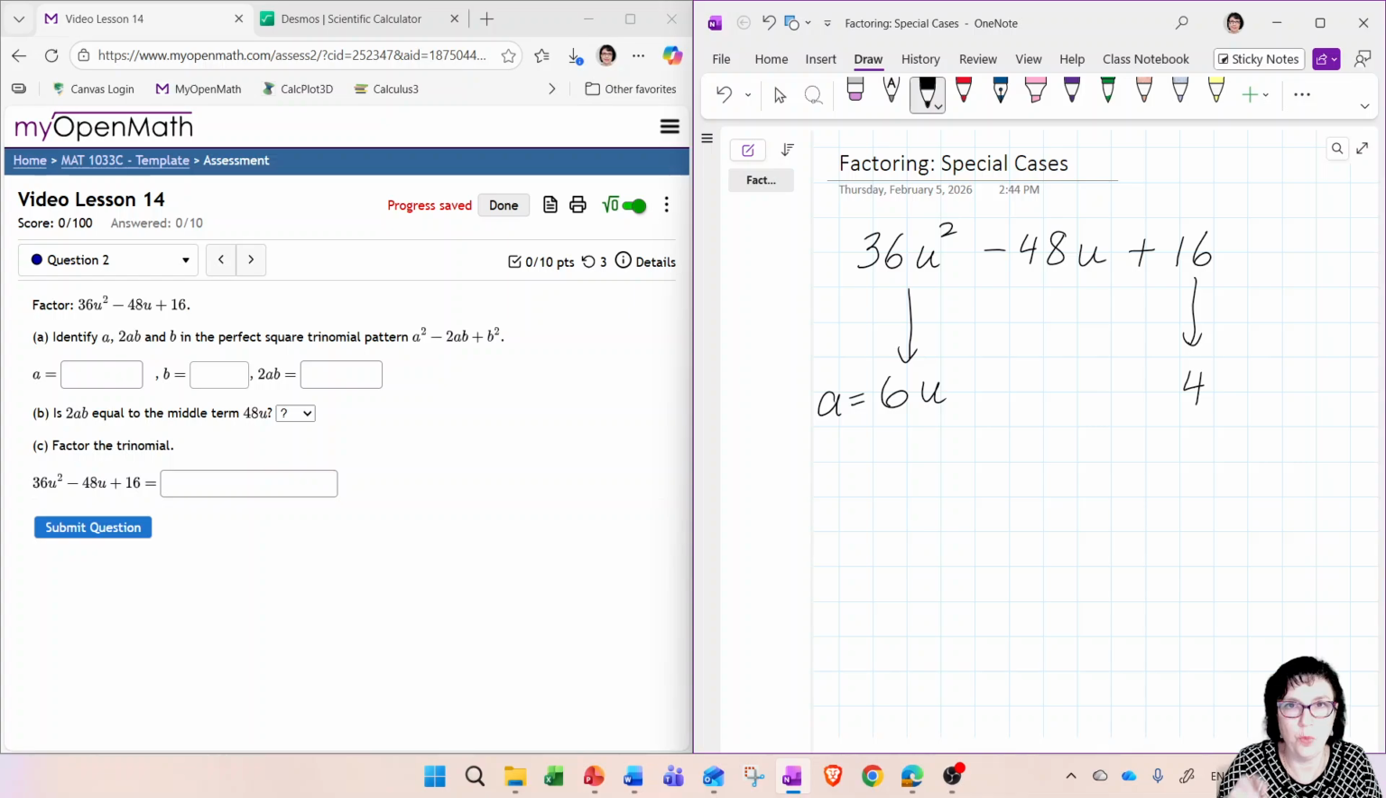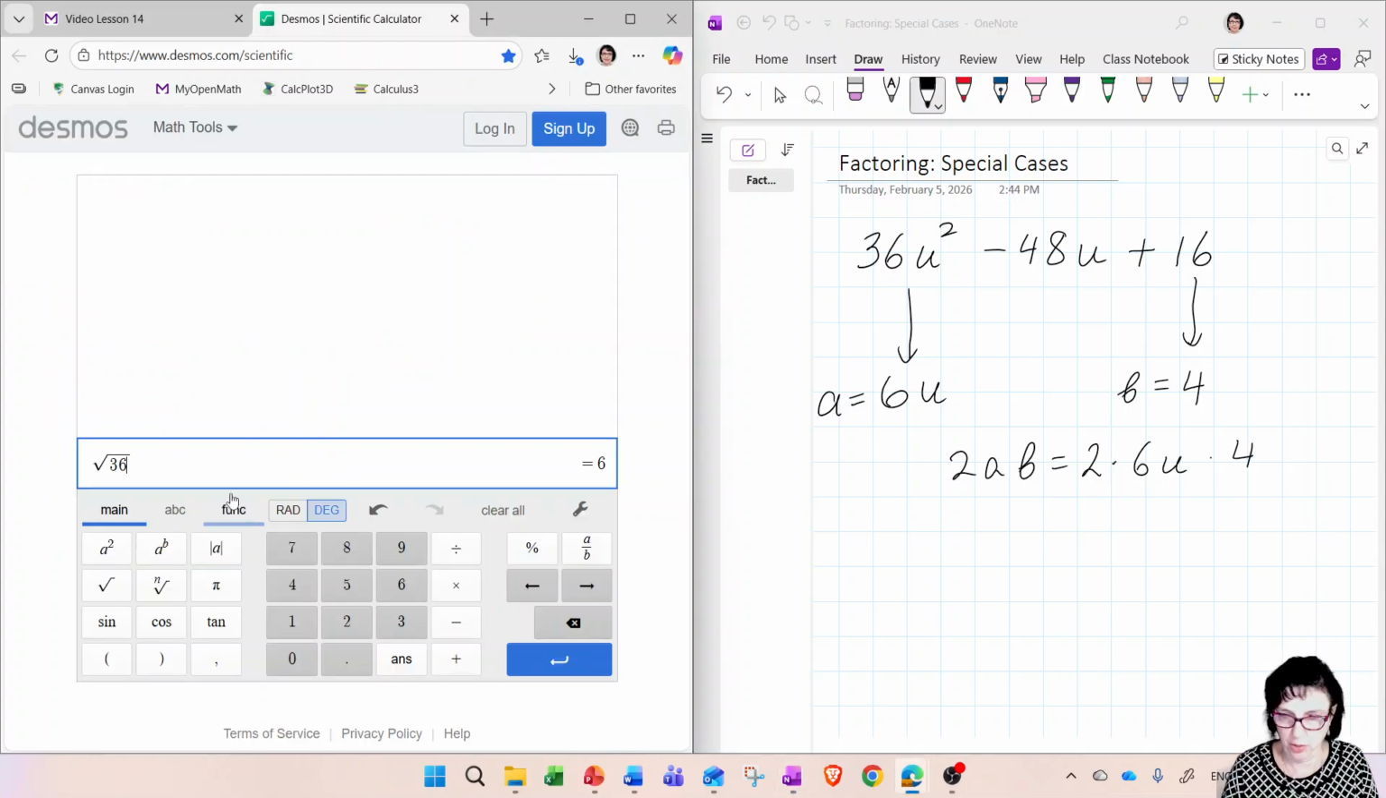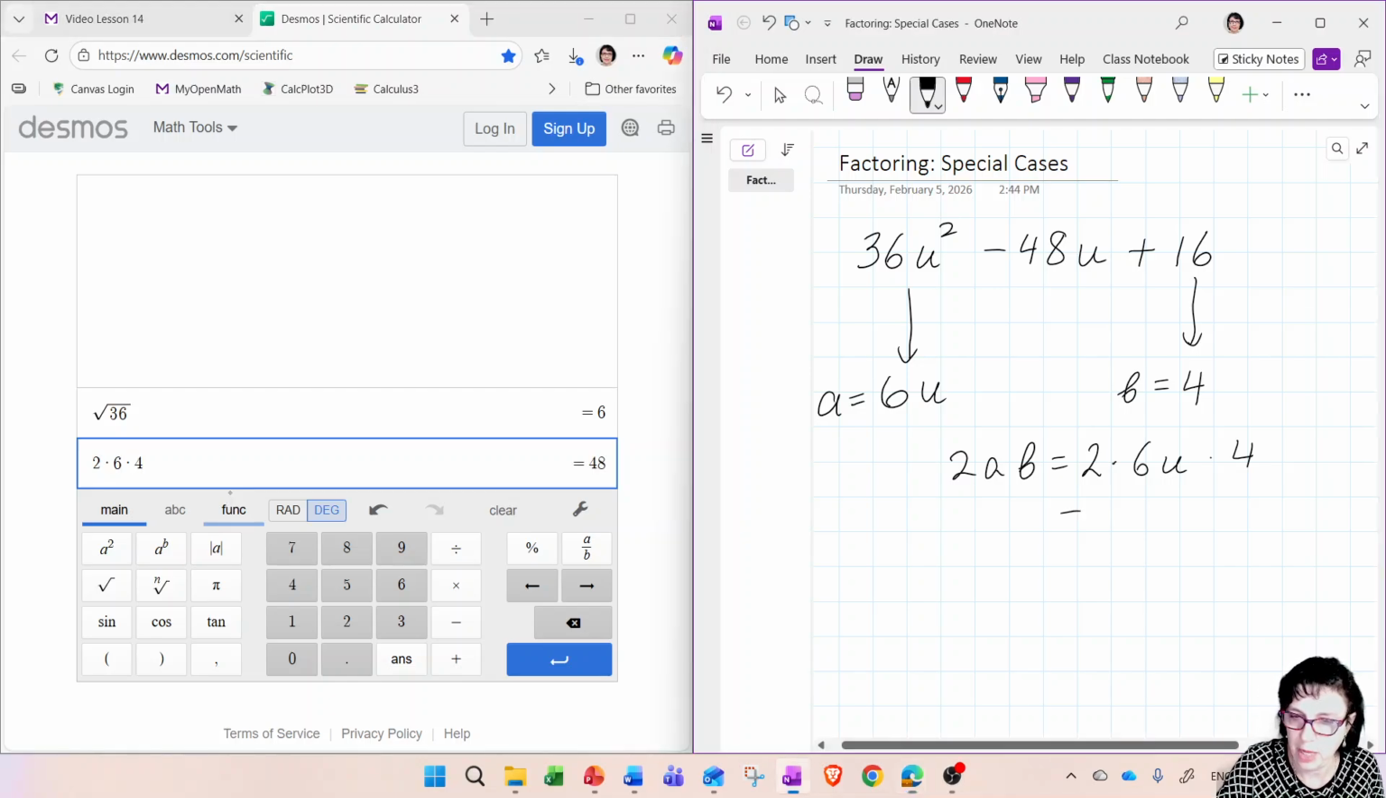The next thing we must make sure, because we can't move on unless this fits the pattern, right? So what is the pattern? We also have to compute 2ab. And we just identified, by the way, that b is 4. Okay, let's compute 2 multiplied by a, which is 6u, multiplied by b, which is 4. Okay, and here we're going to multiply 2 times 6 times 4, that's 48. And 48u is what we get.